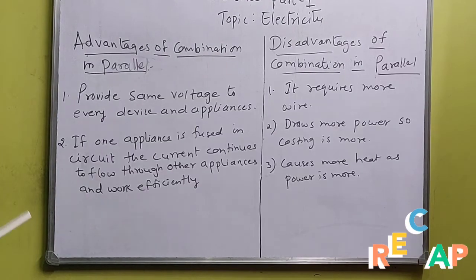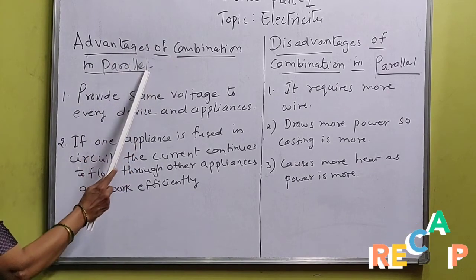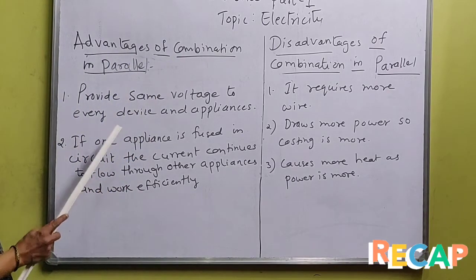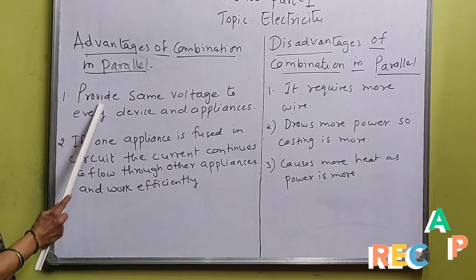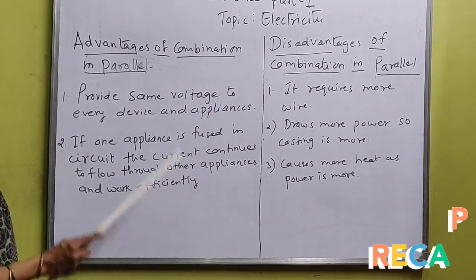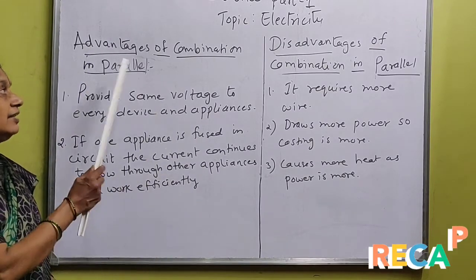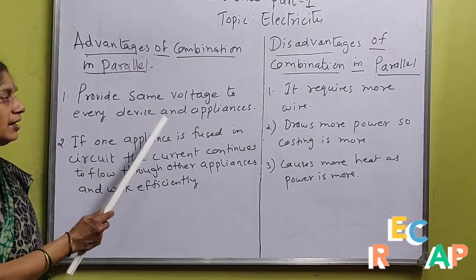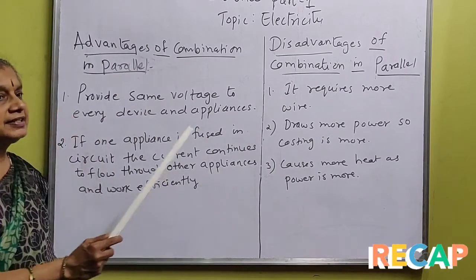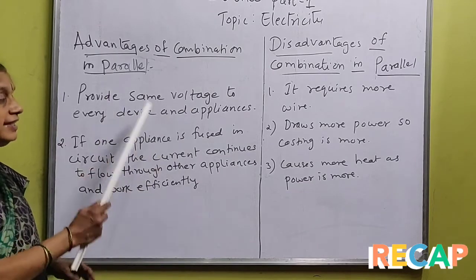Now let us try to learn the advantages of combination in parallel. The first advantage says it provides the same voltage to every device and appliance. However many devices and appliances are combined in parallel, in all these devices and all these appliances, the voltage is the same.